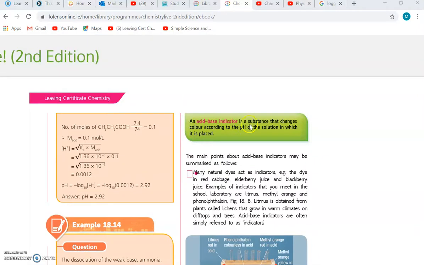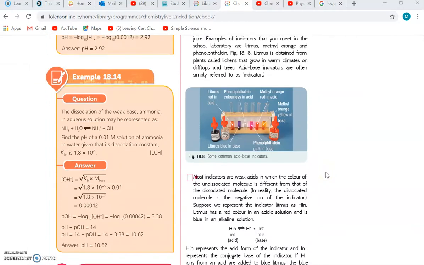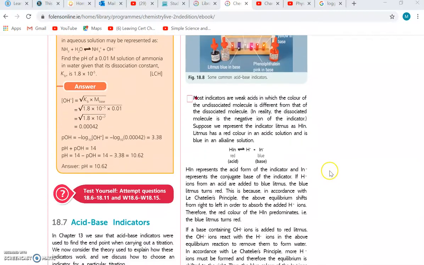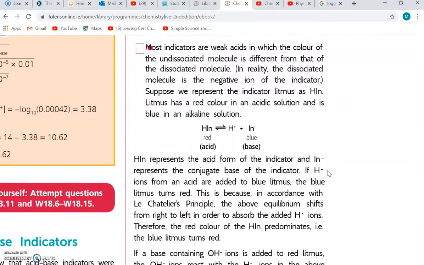So basically, an acid-base indicator is a substance that changes color according to the pH of the solution in which it is placed. So it tells us the pH of a substance by means of a color change. Obviously you can use a pH meter, but in all the titrations we use an indicator. I was mentioning to you when we did the titration that you'd add a few drops of your indicator to the base in the conical flask.